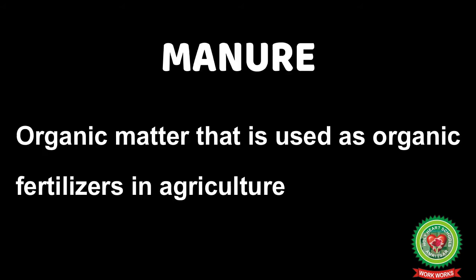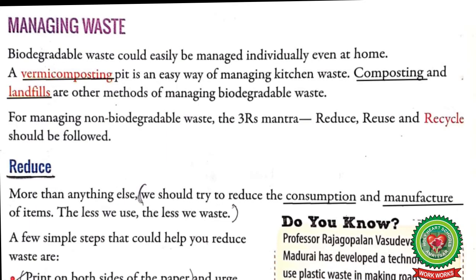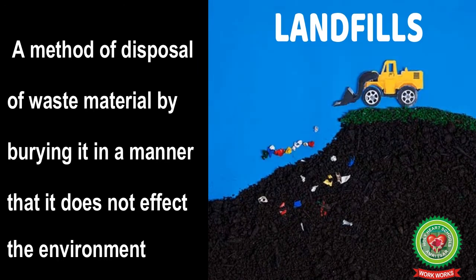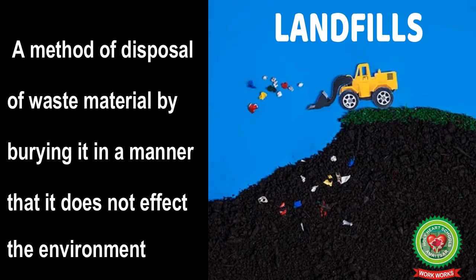Now what is manure? Manure is organic matter that is used as organic fertilizer in agriculture. Students, composting and landfills are the methods of managing biodegradable waste. Composting is a form of waste disposal where organic waste decomposes naturally under oxygen-rich conditions, and landfill is the method of disposal of waste material by burying it in a manner that it does not affect the environment.